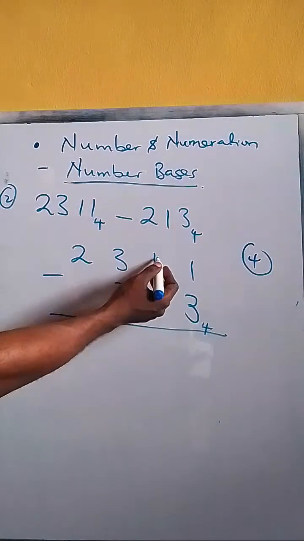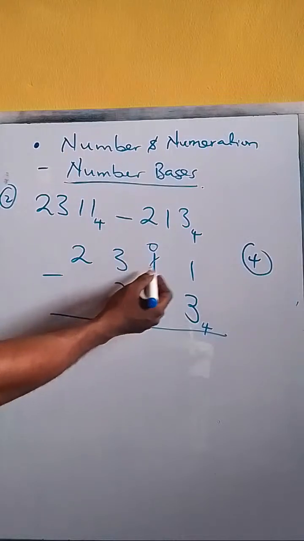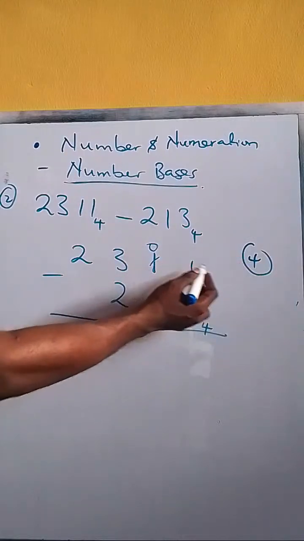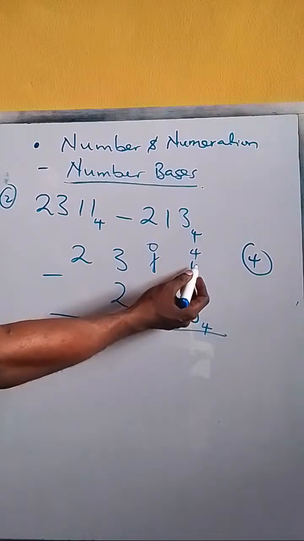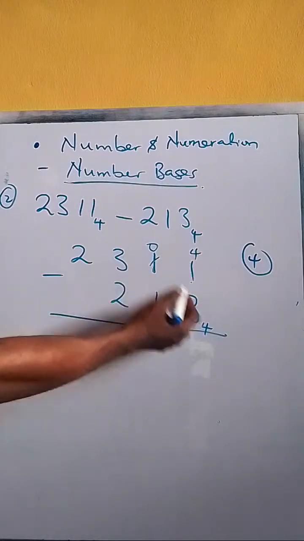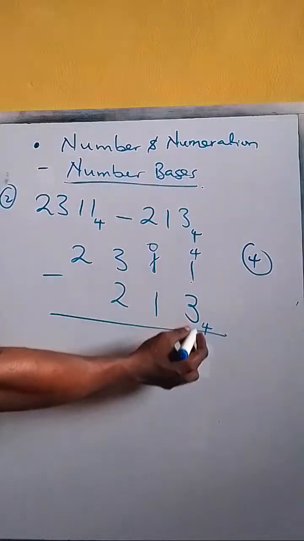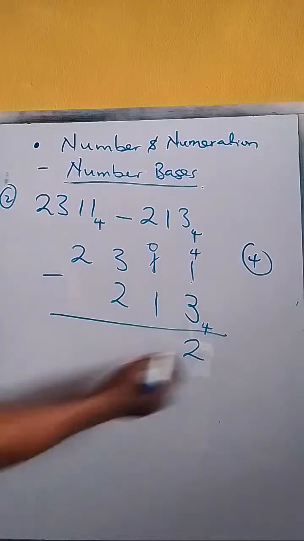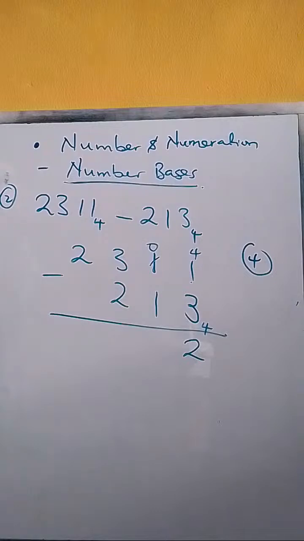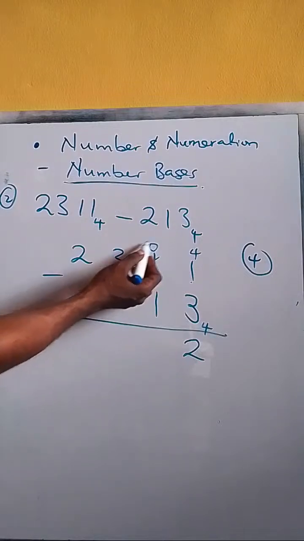If I take 1 from here, this will reduce to 0. Then the 1 I take has become 4, and when 4 adds up to 1 here, that's 5. So everything is 5 now. Then we have 5 minus 3, which is 2. Then what is left here is 0 now.